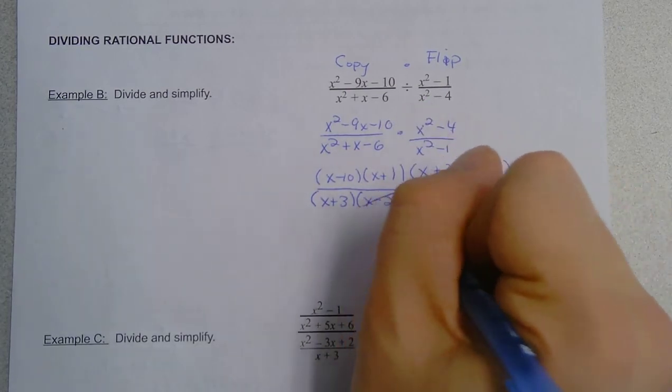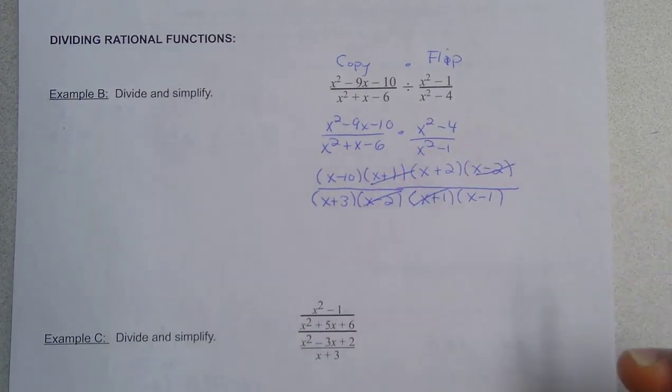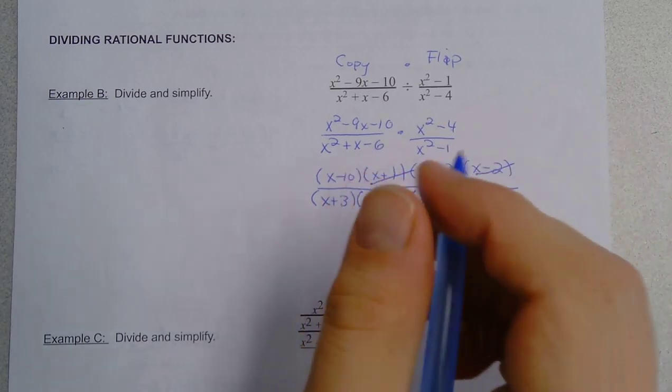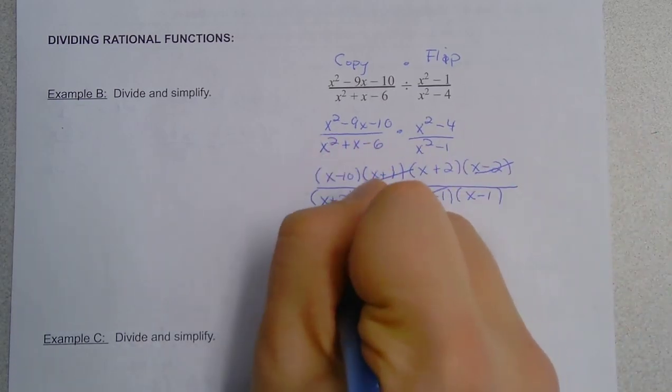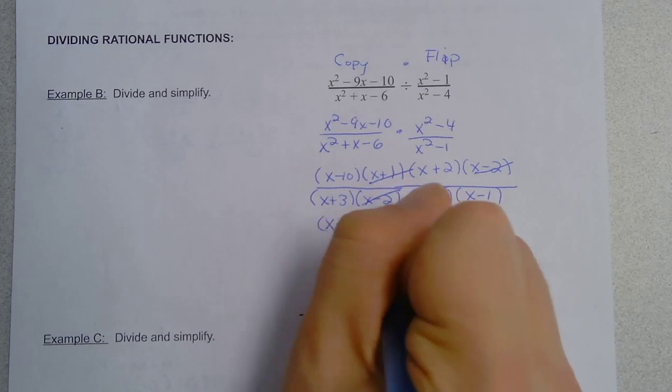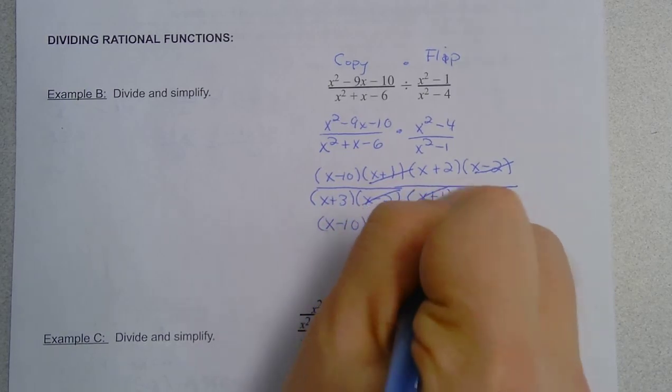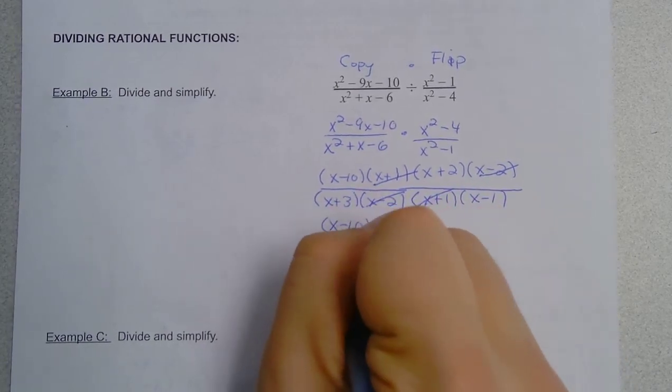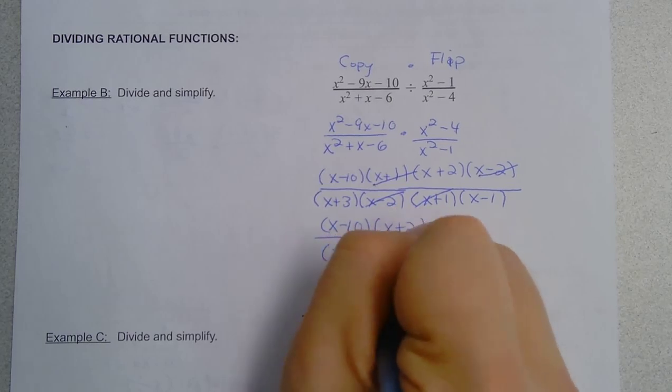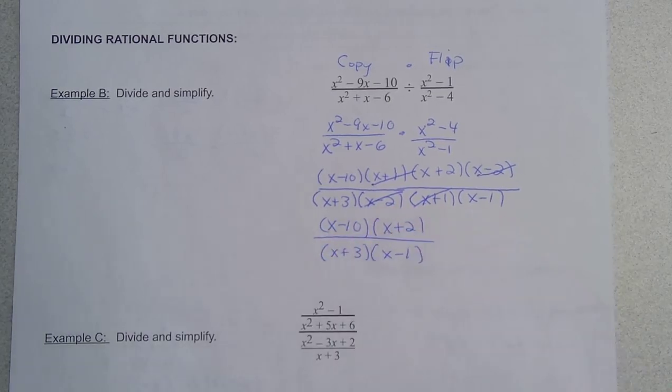And then canceling out, we would have x minus 10 times x plus 2, and then divide that by x plus 3 times x minus 1.